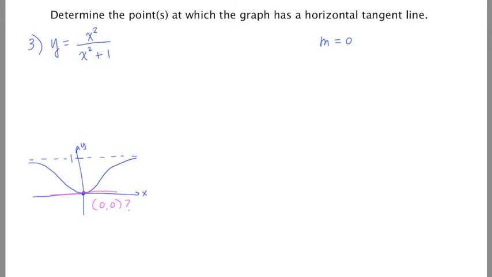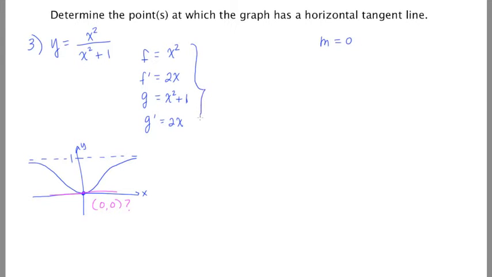So as we look at this problem, we have a quotient, so I'm going to use the quotient rule. I'm going to set myself up and say f, f prime, g, g prime. It's a way of keeping my work organized. f is for the top function, x squared. g is for the bottom function, x squared plus 1. The derivative of x squared is 2x, and the derivative of x squared plus 1 is also 2x.